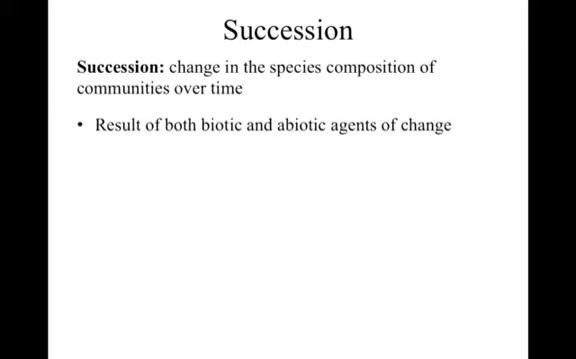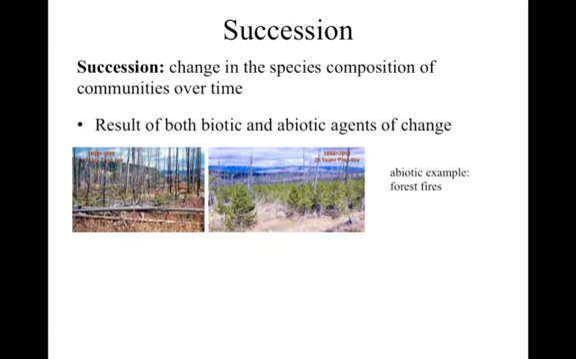Succession is the result of both biotic and abiotic agents of change. One classic abiotic example is something like a forest fire. When a forest fire runs through the forest, it wipes out a lot of the organisms, a lot of the plants and animals that were living there. As a result, for many, many years after that forest fire, you have the communities changing and evolving back to the point where they were before the fire burned through.